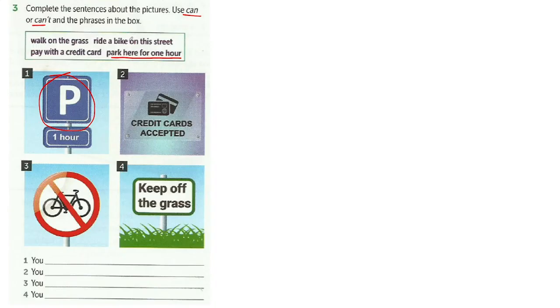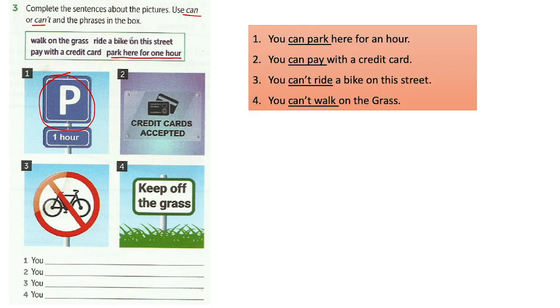So in this case, you need to use... you can park here for an hour. Then in number 2, look at the signs. Here it says you can pay with a credit card, so you have the permission to do it. There's no problem if you do that. All right, that's what this sign is telling you.